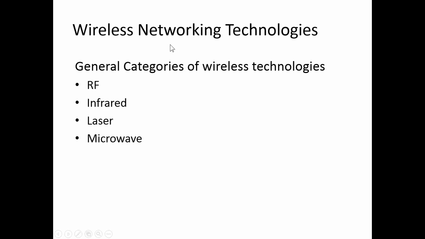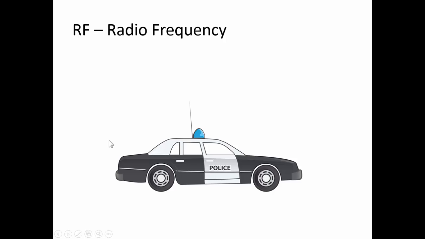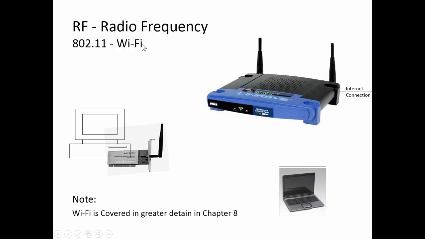A distribution rack is a much more professional way to go. Now let's look at wireless networking technologies, and we can see that wireless falls into 4 general categories, some which we use more than others: radio frequency, infrared, laser, and microwave. Now, I think everybody understands the concept of radio frequency. Radio frequency is what's used by police radio. It sends radio waves through the air. And radio frequency is the same technology that's used by Wi-Fi in our wireless local area networks.